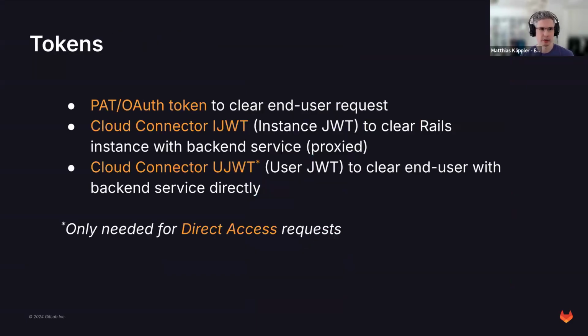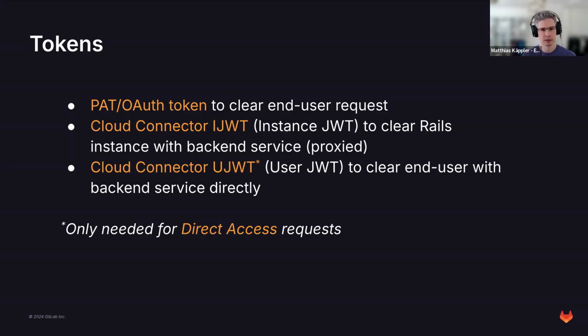So before I talk about what this all looks like in terms of components and how they interact, I wanted to talk a little bit about tokens, because it's really important to understand the difference between these. I think otherwise it might get confusing later on. I mentioned already the tokens that we use to identify end users, PATs and OAuth tokens primarily. These are distinct from Cloud Connector tokens, because they lose their meaning after the request is cleared in a Rails instance and business logic triggers, right?